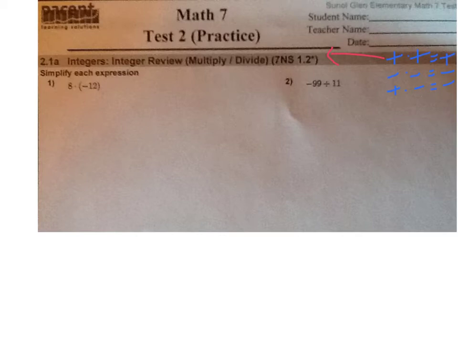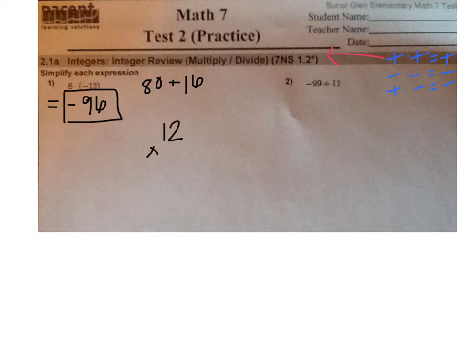So number one, we have a positive times a negative, so we know our answer is going to be a negative. And remember, we can do 8 times 10, which is 80, plus 8 times 2, which is 16, and we can get 96. And this is our final answer. You can also do it the traditional method and say 8 times 2 is 16, carry my 1, 8 times 1 is 8, plus 1 is 9, 96. Okay? And then it's negative because you have a positive times a negative.